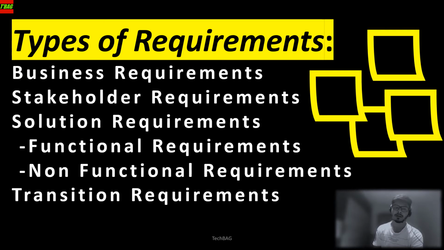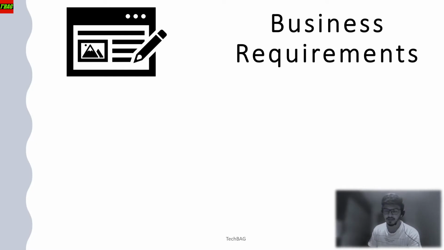So the types of requirements are basically four: the business requirement, stakeholder requirement, solution requirement, which is again categorized into two, that is functional and non-functional requirement, then the transition requirement. Coming to the business requirement. So business requirement is basically, as per Babok, a statement of goals, objectives, and outcomes. So let's check what those actually are.